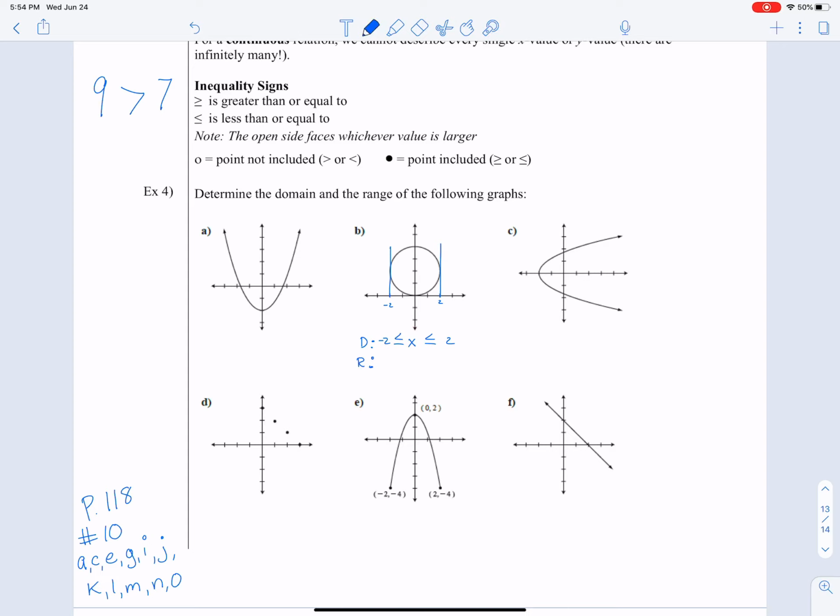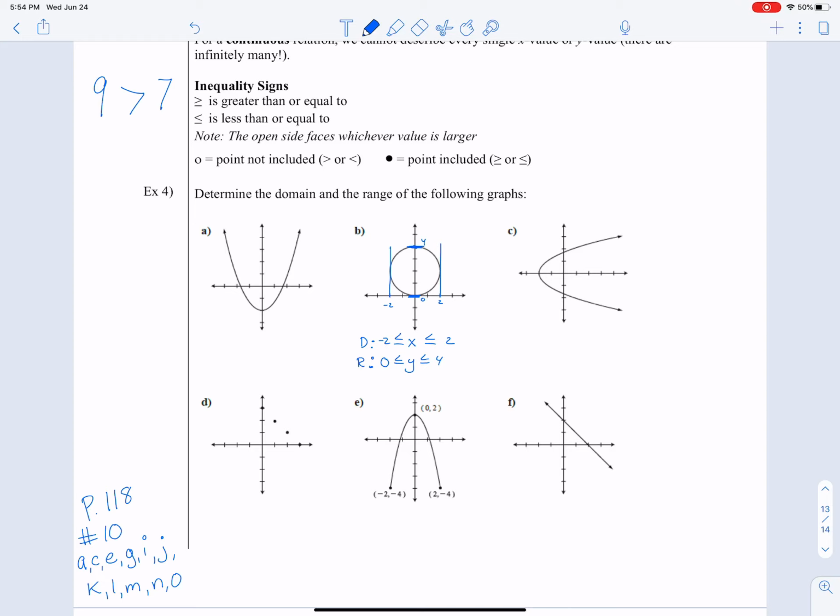For our range, we need whatever is the bottom of the graph, and we need the top of the graph. So this is 0, and this is 4. So now we're going to do the same thing, but with y. So 0, y, 4. Okay.